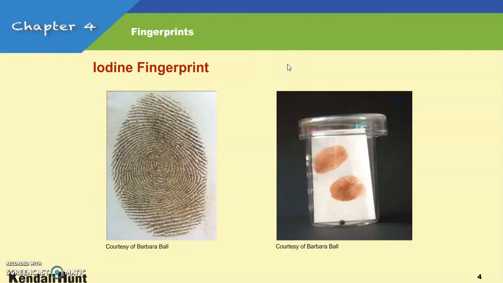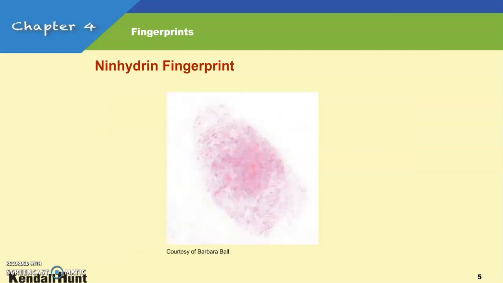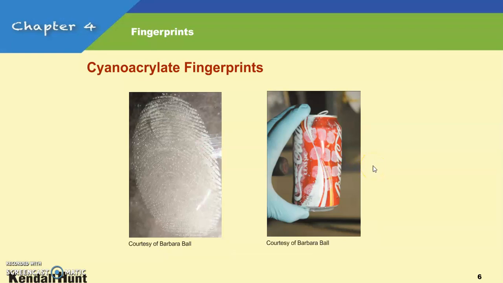So here you can see some examples of iodine fingerprints. These are some pictures here to show you how these fingerprints were brought to the surface. Ninhydrin fingerprint, the one that shows purple, as we talked about on the previous slide. Cyanoacrylate fingerprints, which we said can be white, and you can kind of see them on the soda can here as well.